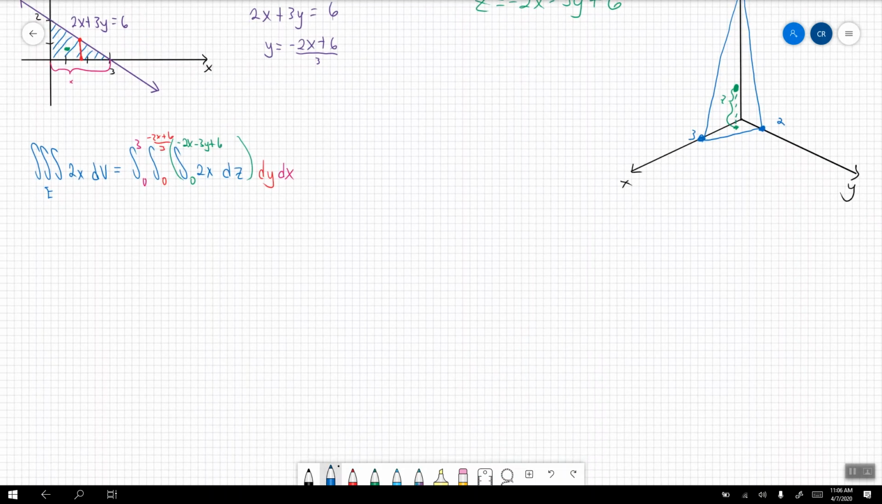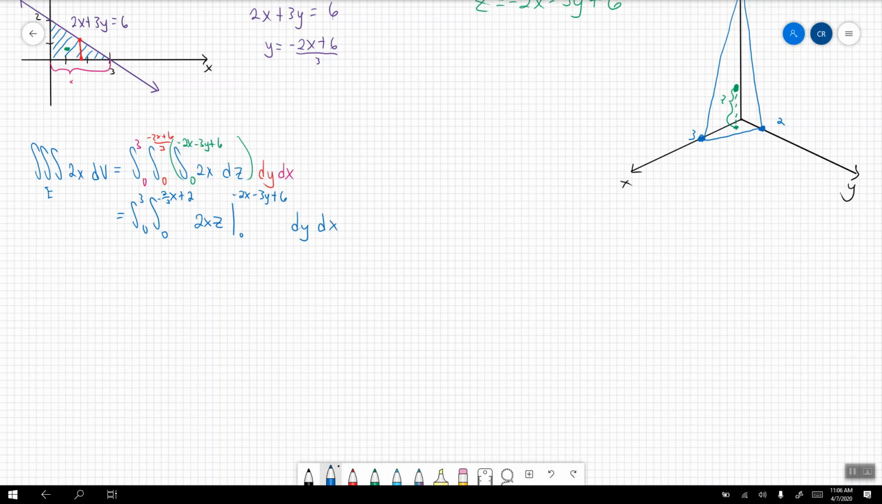So let's go through it. Let's start evaluating. Now you're going to see here that we cannot use Fubini's theorem here. All right, I simplified this top fraction in red. And then I want to evaluate the middlemost integral with respect to z. So that's going to be 2x times z evaluated from 0 to negative 2x minus 3y plus 6. And then that's dy dx.